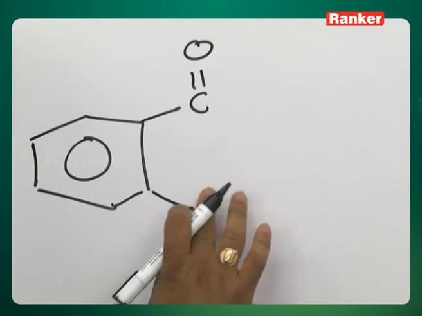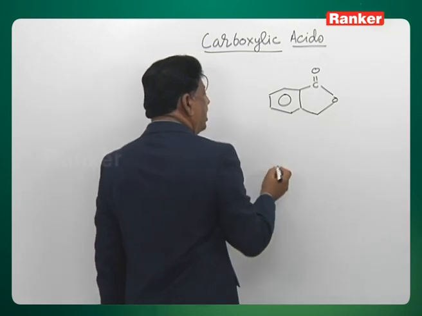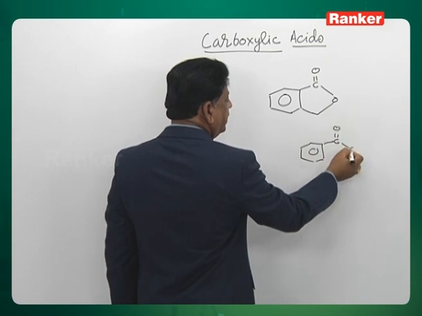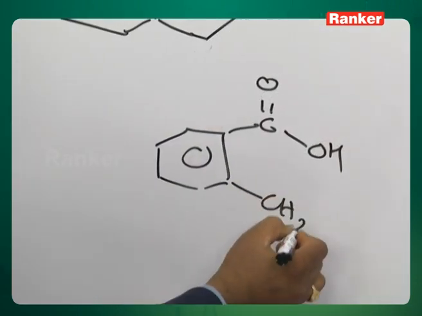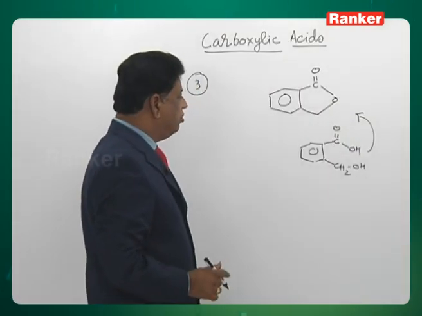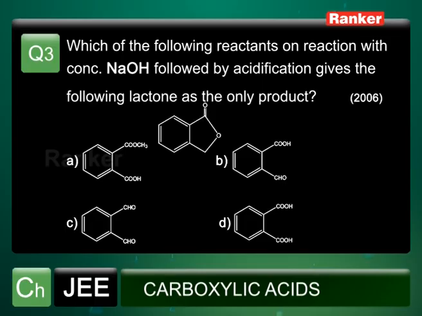But here this is a carbon. So this must be formed from a compound with an acid on one side and on the other side a CH2OH. This compound on heating will give the lactone. Now, looking at the options carefully: which option will give this reaction? The first option has an ester and acid, that's wrong. In the second option, there is an acid and an aldehyde. Only the aldehyde would undergo conversion to alcohol, so that is also not a perfect answer.